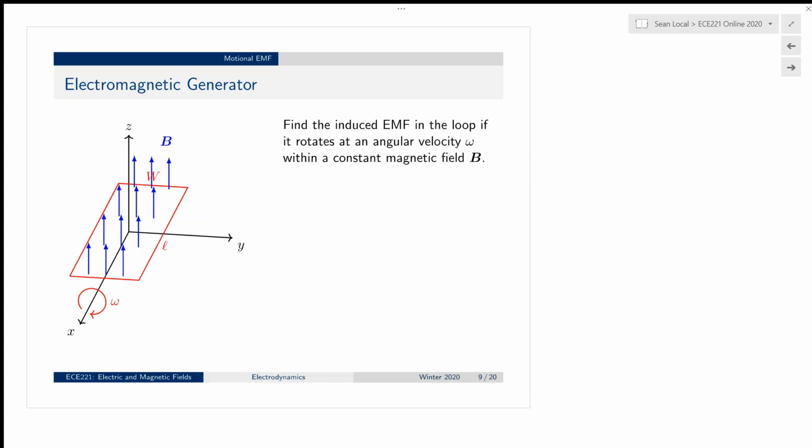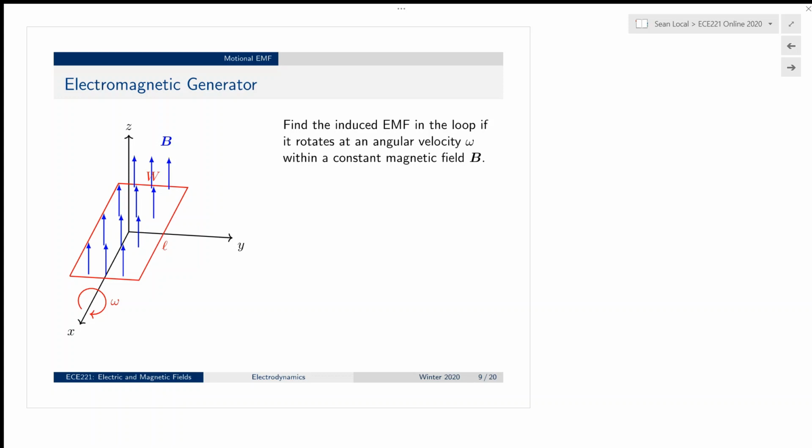So let's describe the problem first. We have a closed conducting loop, which is shown in red here, which is being rotated about the x-axis. And let's assume that the loop is centered on the x-axis so that it's not asymmetric. We are going to try to find the induced EMF, or technically the motional EMF, if this loop rotates at a constant angular velocity, omega, within a constant magnetic field B.